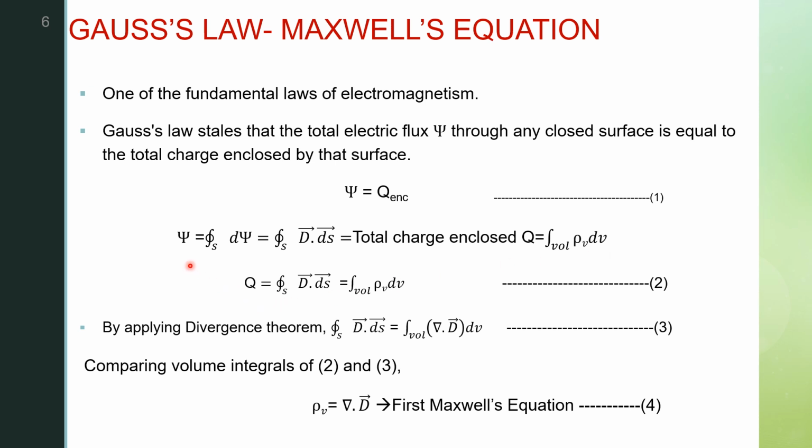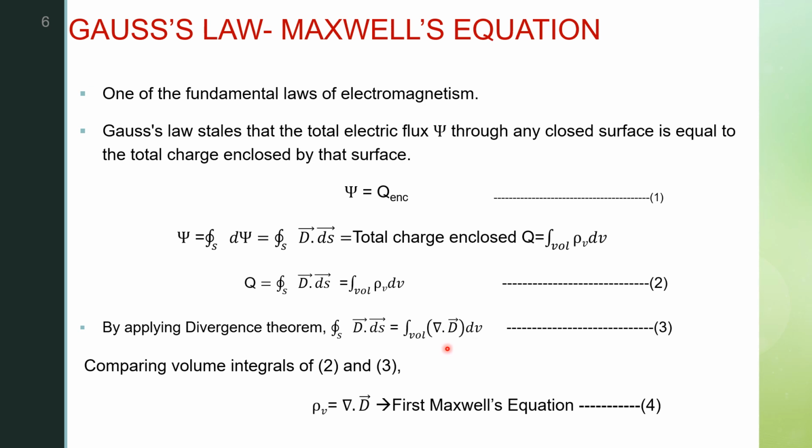And Q, just from this equation itself, I can write the total charge enclosed Q is equal to surface integral D dot dS, and that is equal to volume integral rho v dv. To this particular equation, let's apply the divergence theorem. So by applying the divergence theorem, this middle term, surface integral D dot dS, can be converted to volume integral del dot D dv. So here I have applied the divergence theorem.